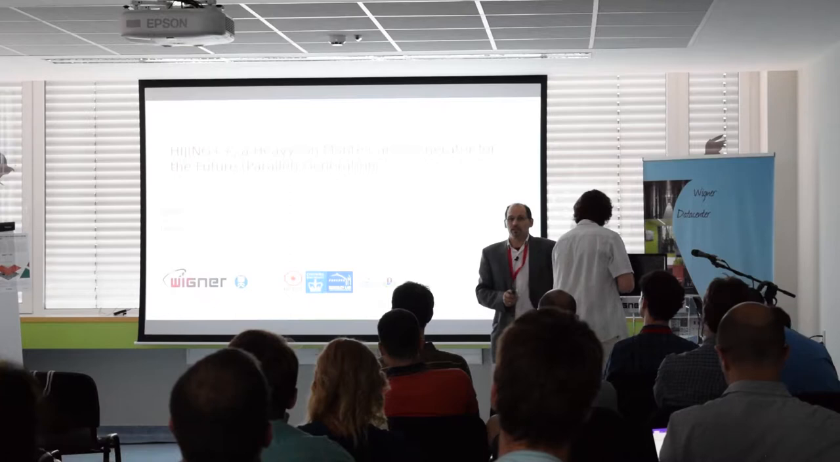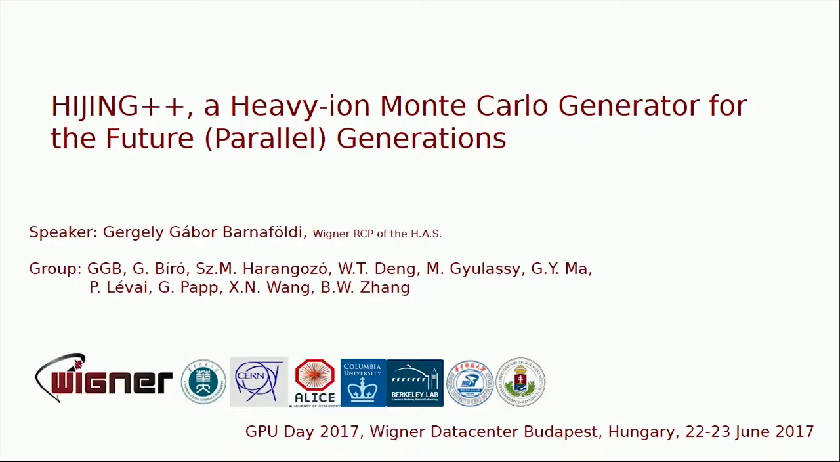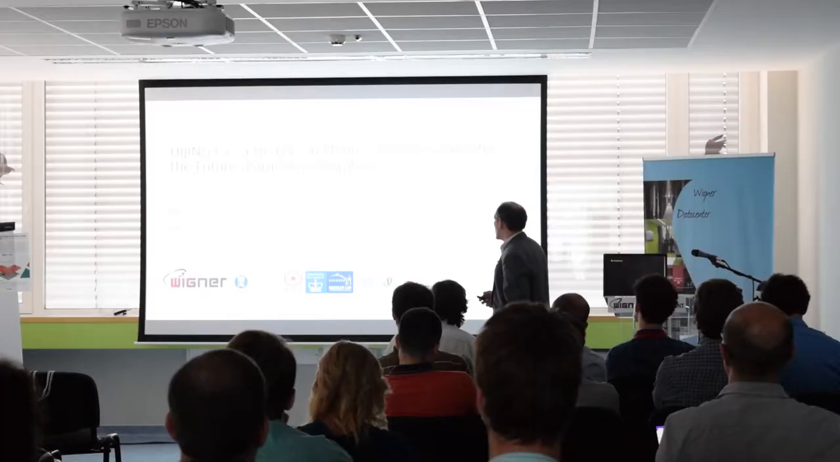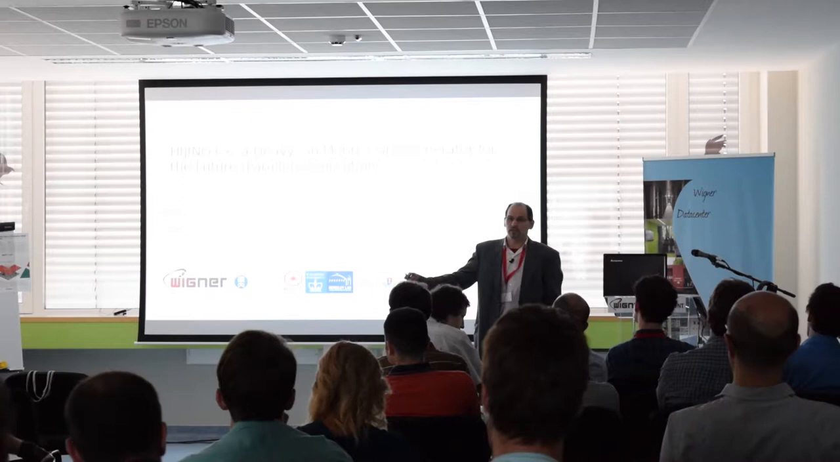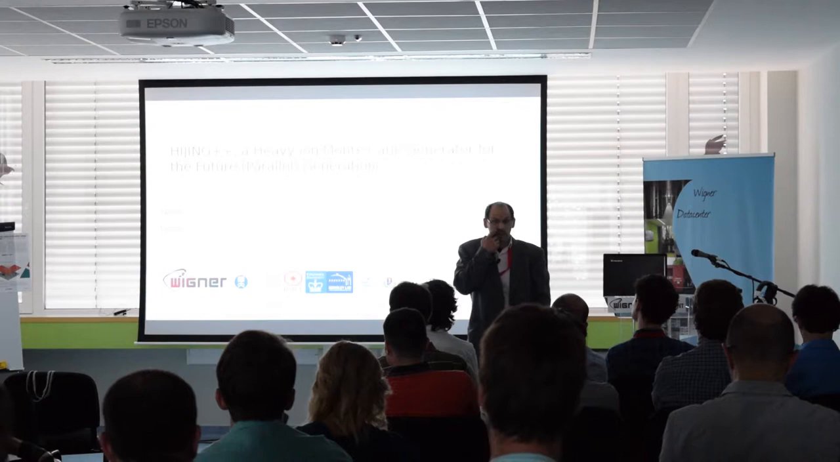It's a huge code called HIJING++, and this is one of the oldest and most commonly used Monte Carlo generators for generating particle events in high energy heavy ion collisions. This is a very huge task, so you see many institutes are involved. It is generally about a 10,000 line code, which was originally written in Fortran in 1986 or something like this.